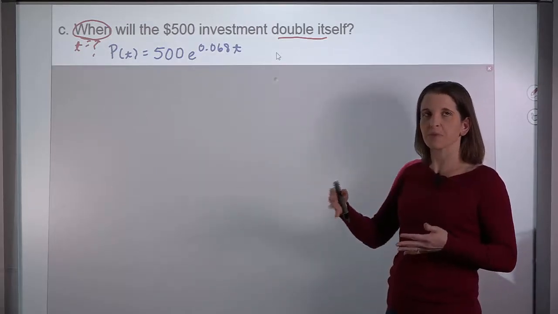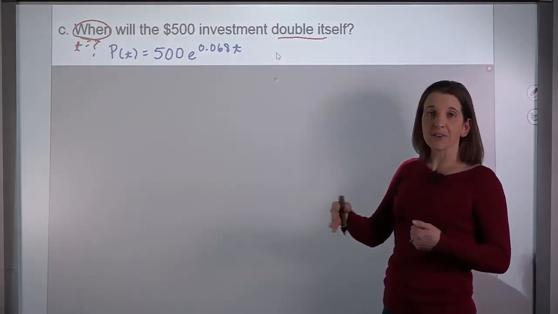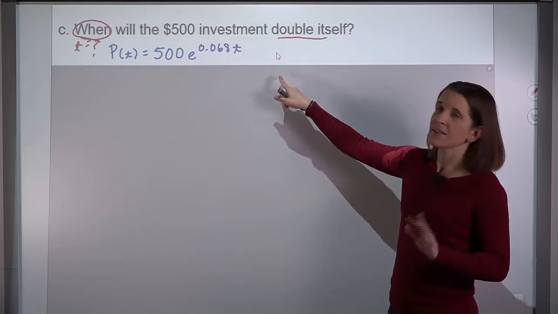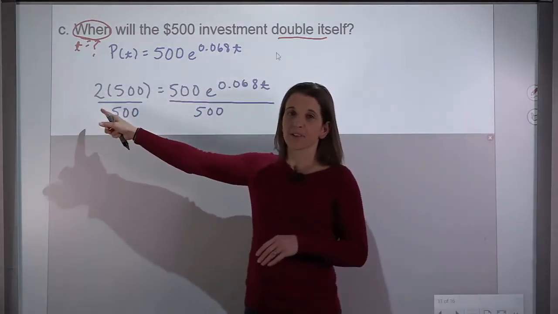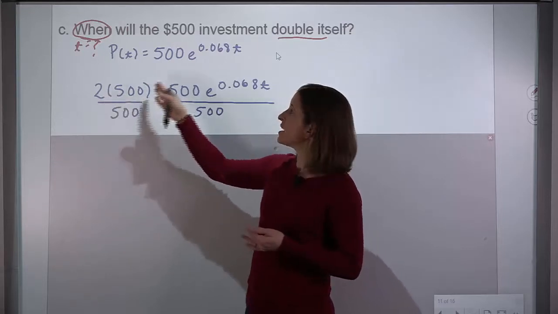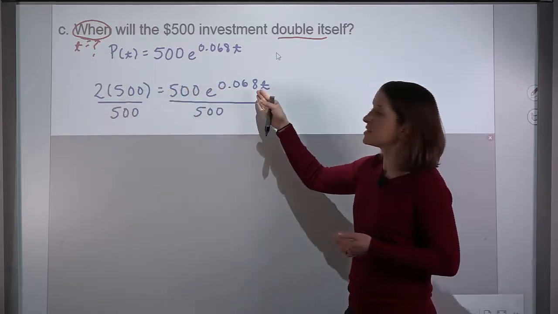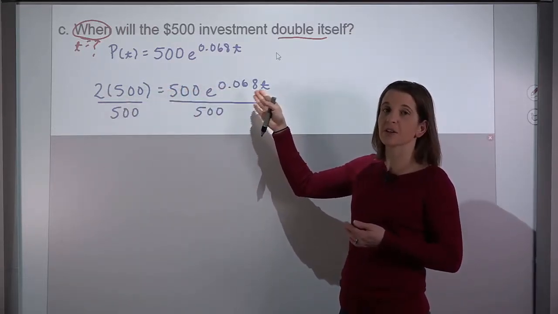Now, of course, you can probably think 2 times 500 is 1,000, and you are welcome to write 1,000. There's a reason I didn't, but you can, right? So 2 times 500 is 1,000. You could write 1,000 equals 500 e to the 0.068t, and we're trying to solve for t.